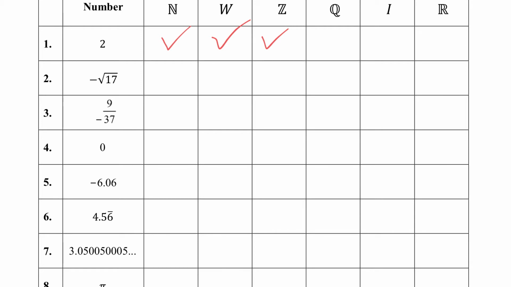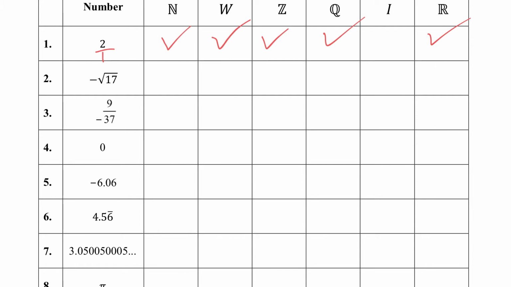Now you might think to yourself, oh, it doesn't look like a fraction. Maybe it's not a rational number. But you can always take a number and put it over 1. So 2 over 1 makes it a fraction, and so it is indeed a rational number. Now you can't be both rational and irrational at the same time, so it's definitely not irrational, but it is a real number.